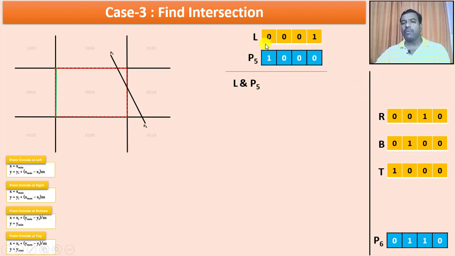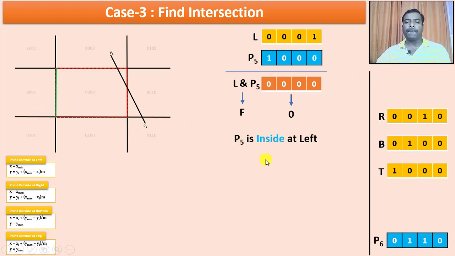So you are aware the region code for the left is going to be 0001, and we are going to perform a bitwise AND operation with this. So 1 AND 0 is 0, and all the rest are 0, so the result is 0. Hence this is going to be false. Right now there is no intersection of the line at the left boundary of your clipping region. So if this is not as per the order, I need to now shift to the right.